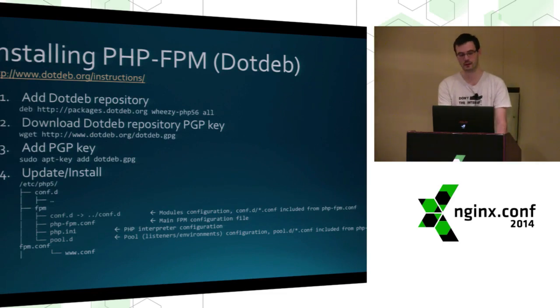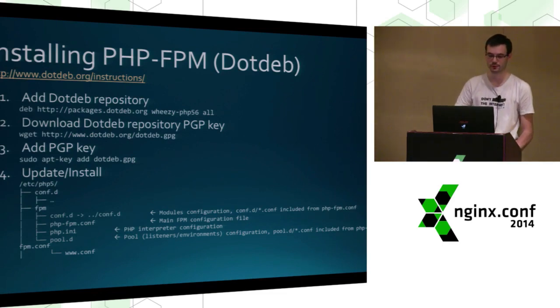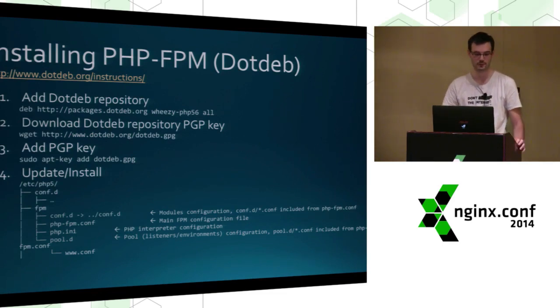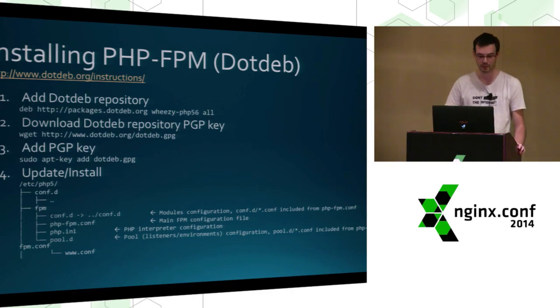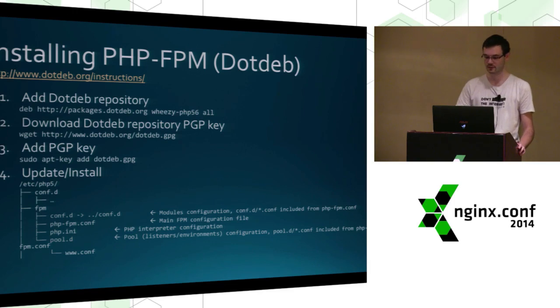Installing PHP. Same process almost, unless the repository is different. I'm using .deb because they provide a packaged version of PHP. Same process: a source, a key, update, install, pretty straightforward. You see at the bottom the architecture PHP-FPM is using.